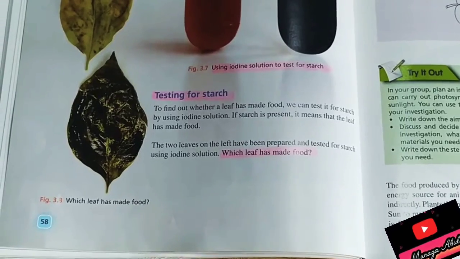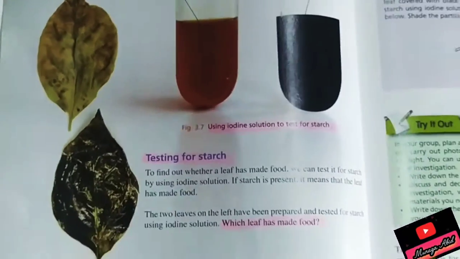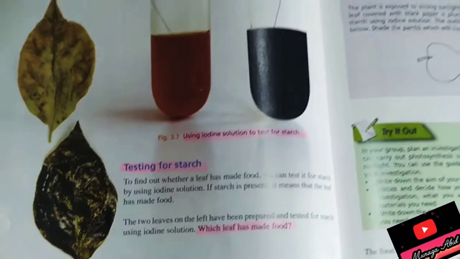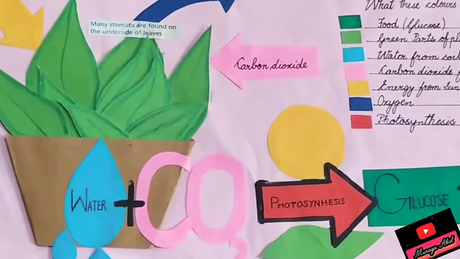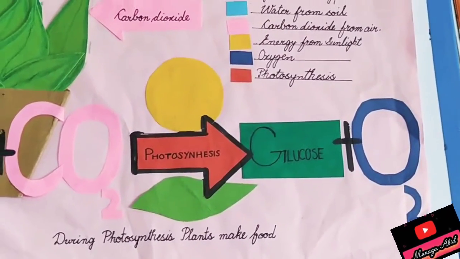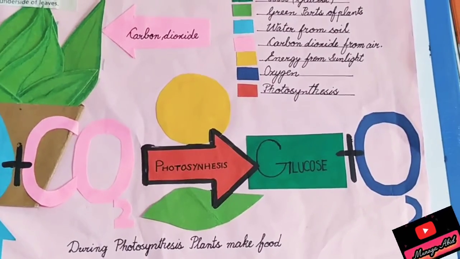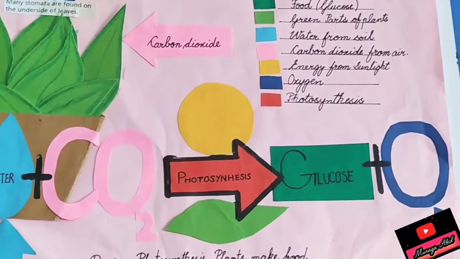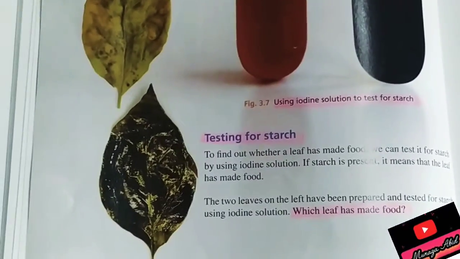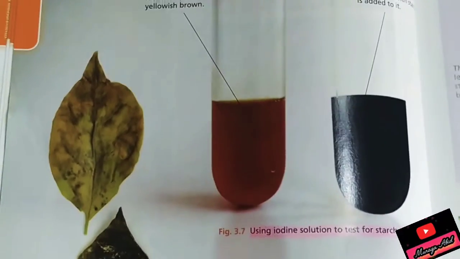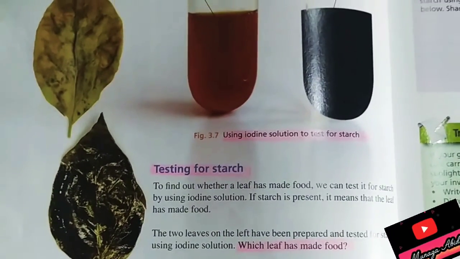Now at page number 58, what is being discussed is what is the proof if any plant has done photosynthesis or not. Right now we have studied that if any plant has done photosynthesis, it will be doing two things. It will be giving oxygen in the air, and it will be adding glucose in the plants, in the leaves and other parts of the plant. So if the leaves are taken and they are tested, then we can prove that this plant has done photosynthesis.